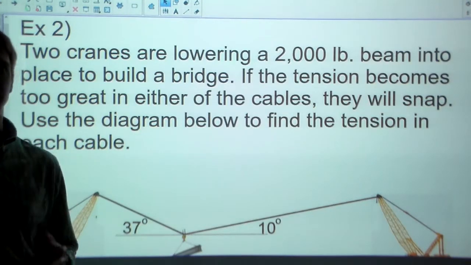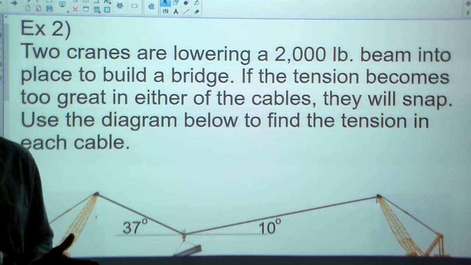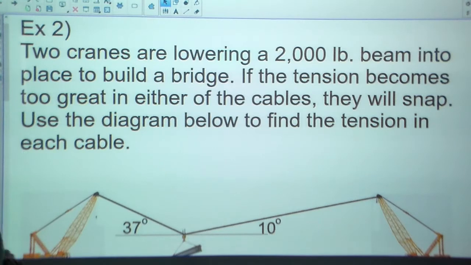All right, now we're up to tension. This is probably going to be one of the more challenging things you do, but once you get the hang of it, it's really not too bad. Just a lot of things to keep track of. So we have two cranes. They're lowering a 2,000-pound beam into place to build a bridge.